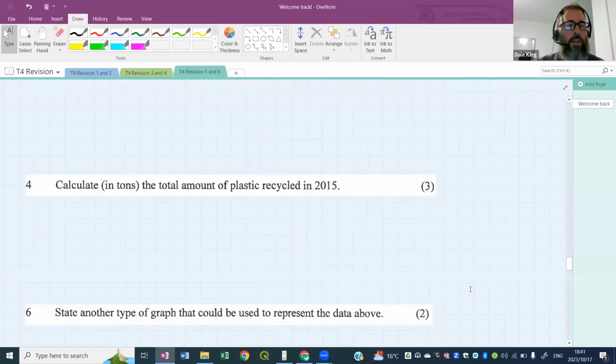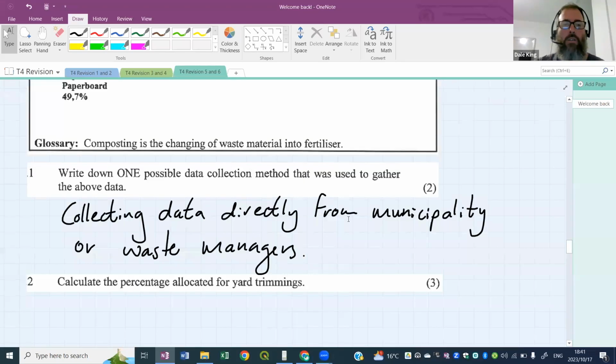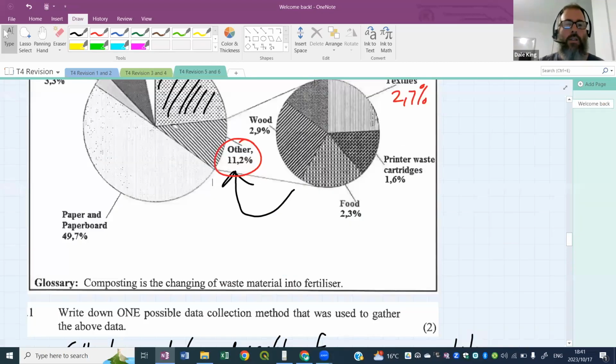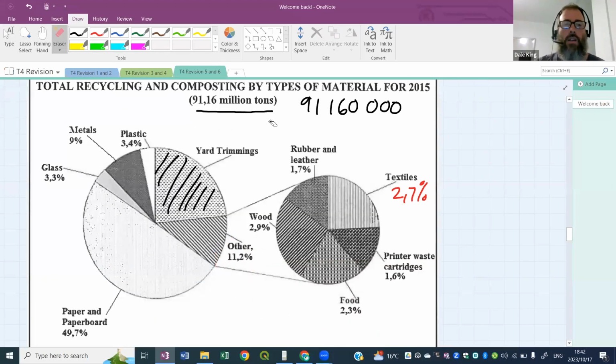Here we go. Question 4: calculate in tons the total amount of plastic for 2015. There we go, there's the data. There it is, all in front of you. Calculate in tons the total amount of plastic. Can you see where plastic is? They want to know what is that piece of the pie in tons. Shouldn't take you long to try and get that one.